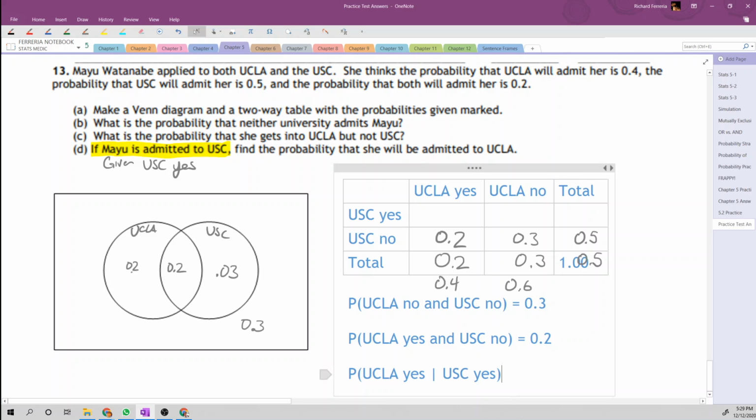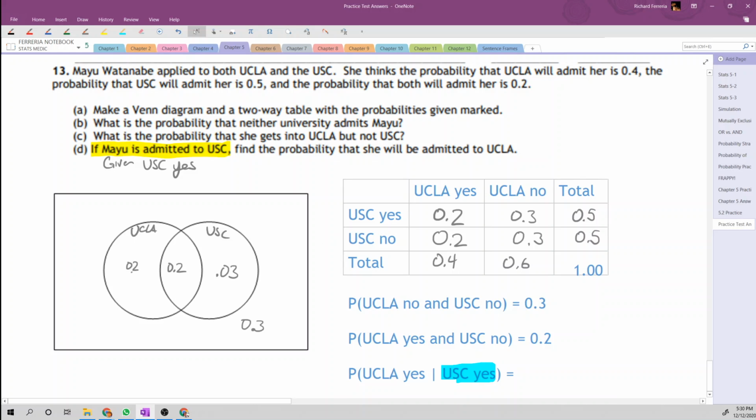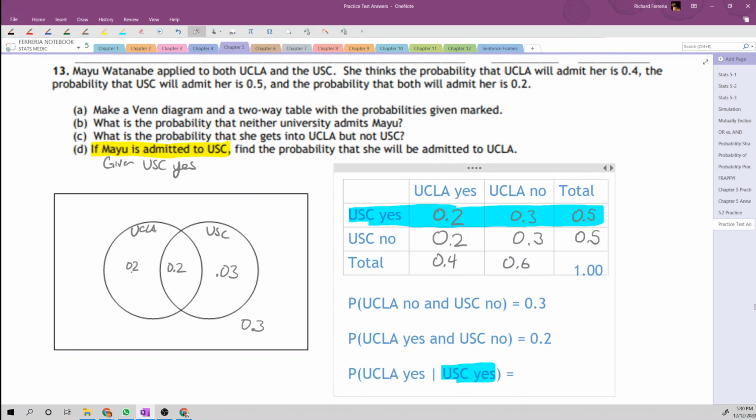You've seen me do this in the other videos. I'm going to look at the USC yes row and only the USC yes row. Okay, USC yes, that is this row right here. So given that USC was a yes, what's the probability of a UCLA yes? Now that we've got that row done, that is 0.2 out of a total of 0.5. That's 0.4.